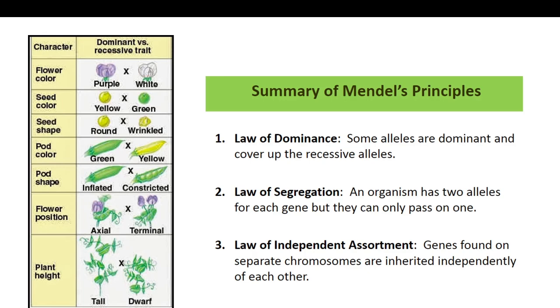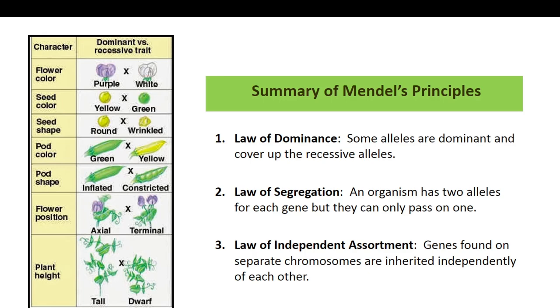So in summary, what does Mendel's principle state? There are 3 Mendel's principles that we know from class 12, but I am not going into the details because we need to solve the question. I am just giving the summary of Mendel's laws. The first law is the law of dominance: some alleles are dominant and cover up the recessive alleles.